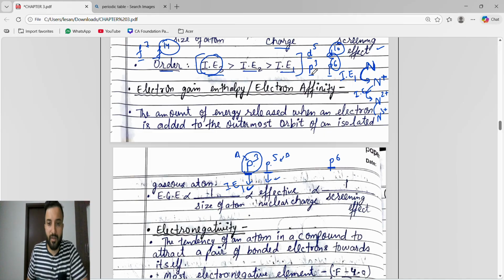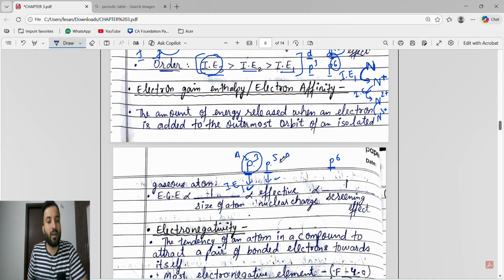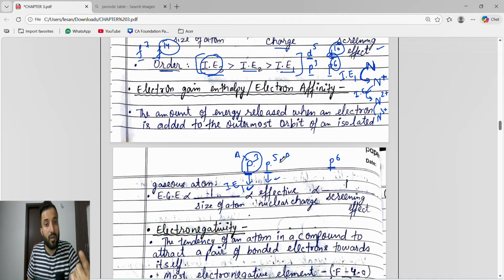And we have to understand this thing, guys. Half filled and completely filled orbitals have a higher ionization energy, because they require a larger amount of energy to remove the electron as compared to others which are not half filled or not completely filled.